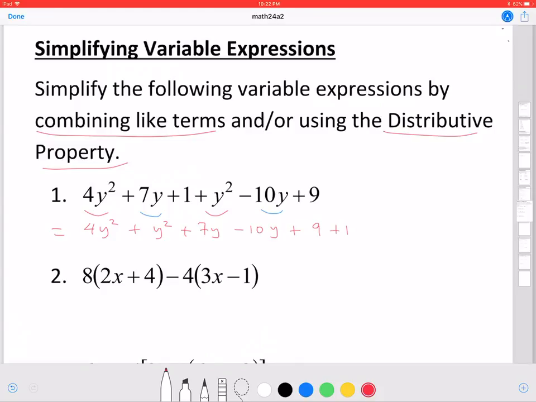Plus 9 plus 1. All right? And I can do this due to the real numbers commutative property. Let's combine the y squared terms, 4y squared, and don't forget there is always a hidden 1. That's the hidden 1. So 4y squared plus 1y squared is simply 5y squared. 7y minus 10y is simply doing 7 minus 10, which is negative 3. Don't forget the variable must come down. And 10 plus 1 is just 10. So that's it for this problem.